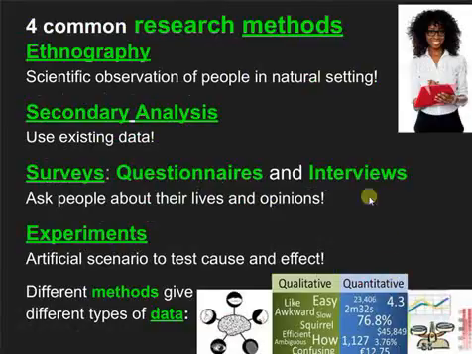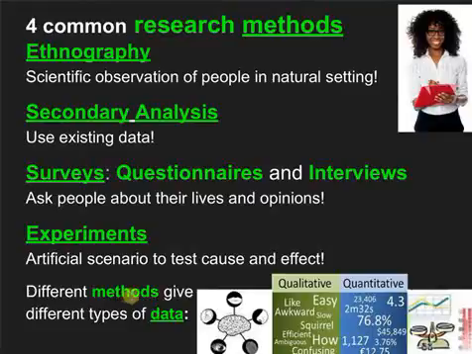We learn about people in many different ways, but a few of the most common big methods are detailed observation in the form of ethnography, secondary analysis of research that's already available, asking people about their own lives and beliefs through surveys, and putting people in artificial scenarios to experiment on what happens in specific situations. These different methods generally give different kinds of data, little bits of information.